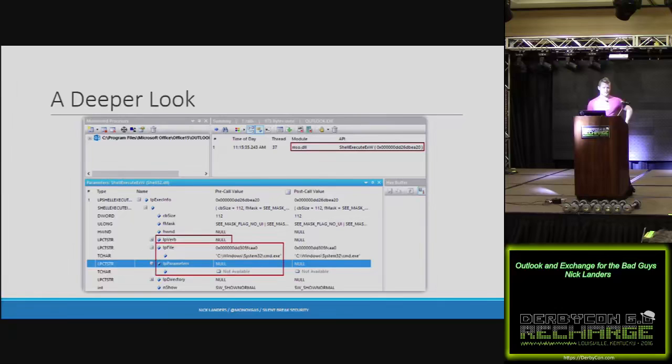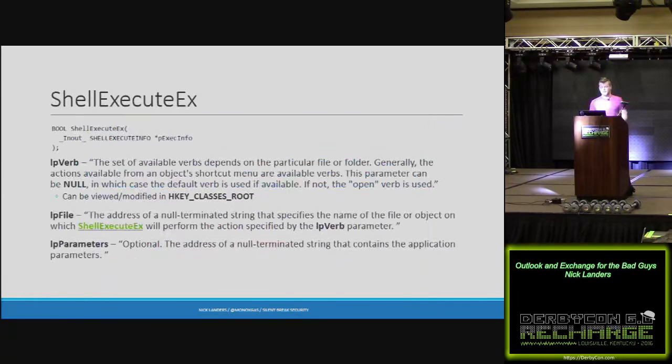It has a lot of functions like that, so you can see exactly what Outlook is doing when it's calling this. This is a quick look at ShellExecuteEx. It takes this structure called a SHELLEXECUTEINFO structure. This structure has a bunch of different properties in it. I've kind of ripped out the ones that I find interesting. lpVerb is one of the most important.